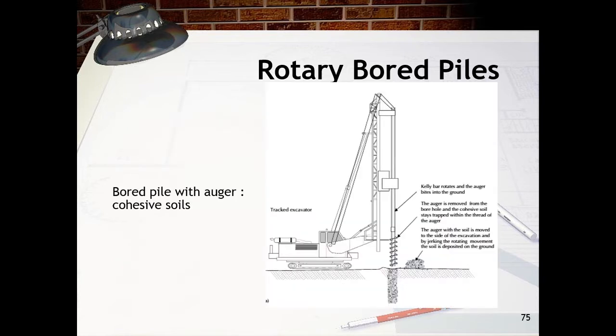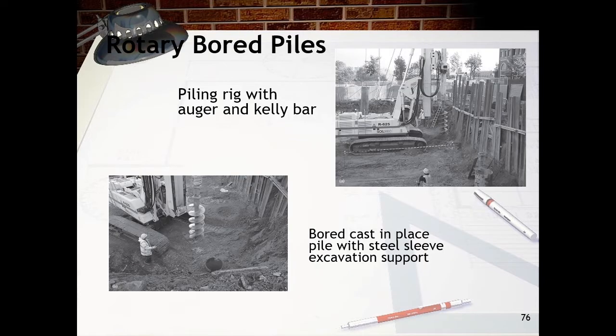This is the illustration for bore pile with auger for cohesive soil. As you can see, this is the caliber yang disambungkan kepada auger. The illustration here shows that the piling rig with auger and caliber is set into the position. And when it is needed, the bored cast in place pile with steel sleeve excavation support untuk elakkan daripada tanah termasuk dalam kawasan yang telah di-auger.